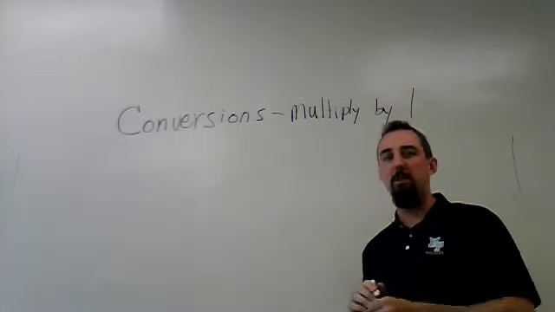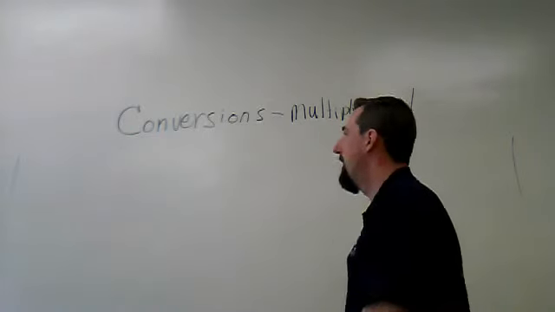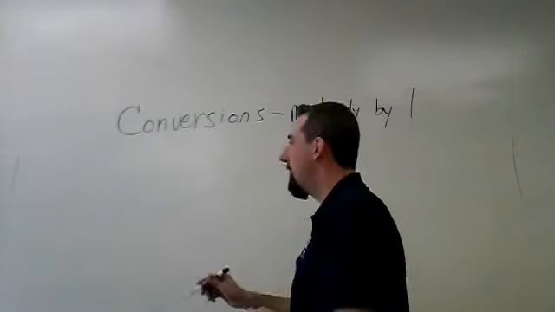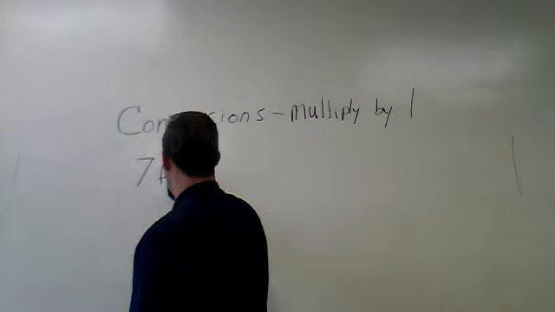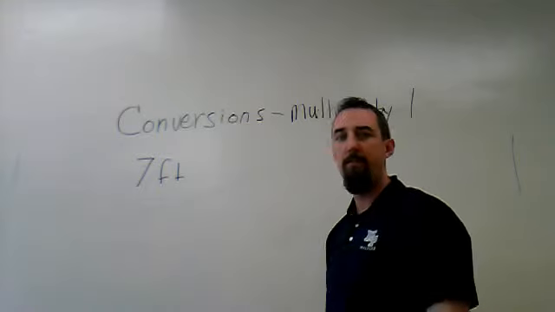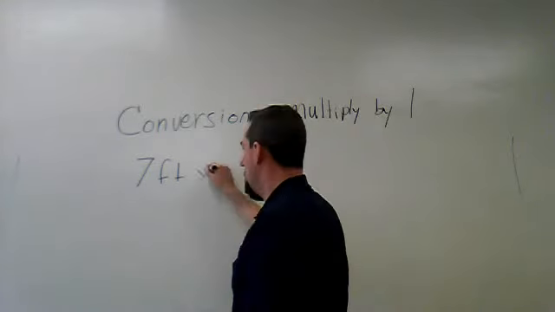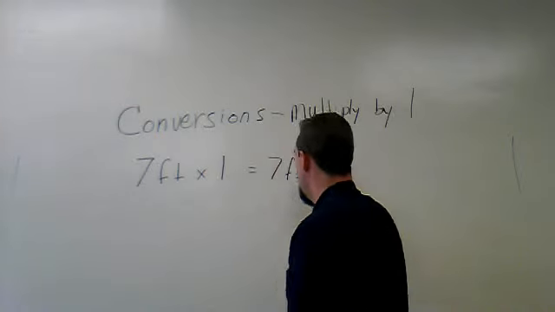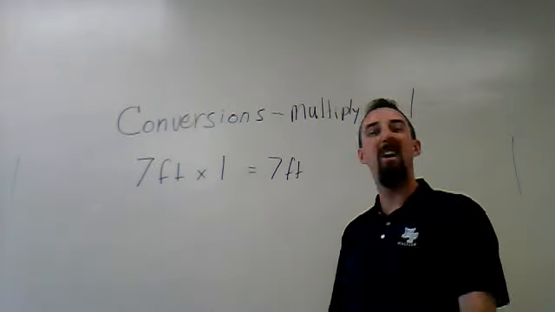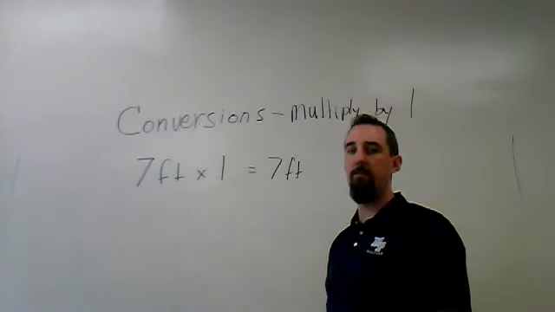Now you might be thinking, Mr. Quinn, how does that help? Well, let's do an example. Let's say I want to convert 7 feet into meters. So multiply by 1. To which you would say, okay, 7 feet times 1 equals 7 feet. Didn't work. Problem is, you chose a boring example for 1.